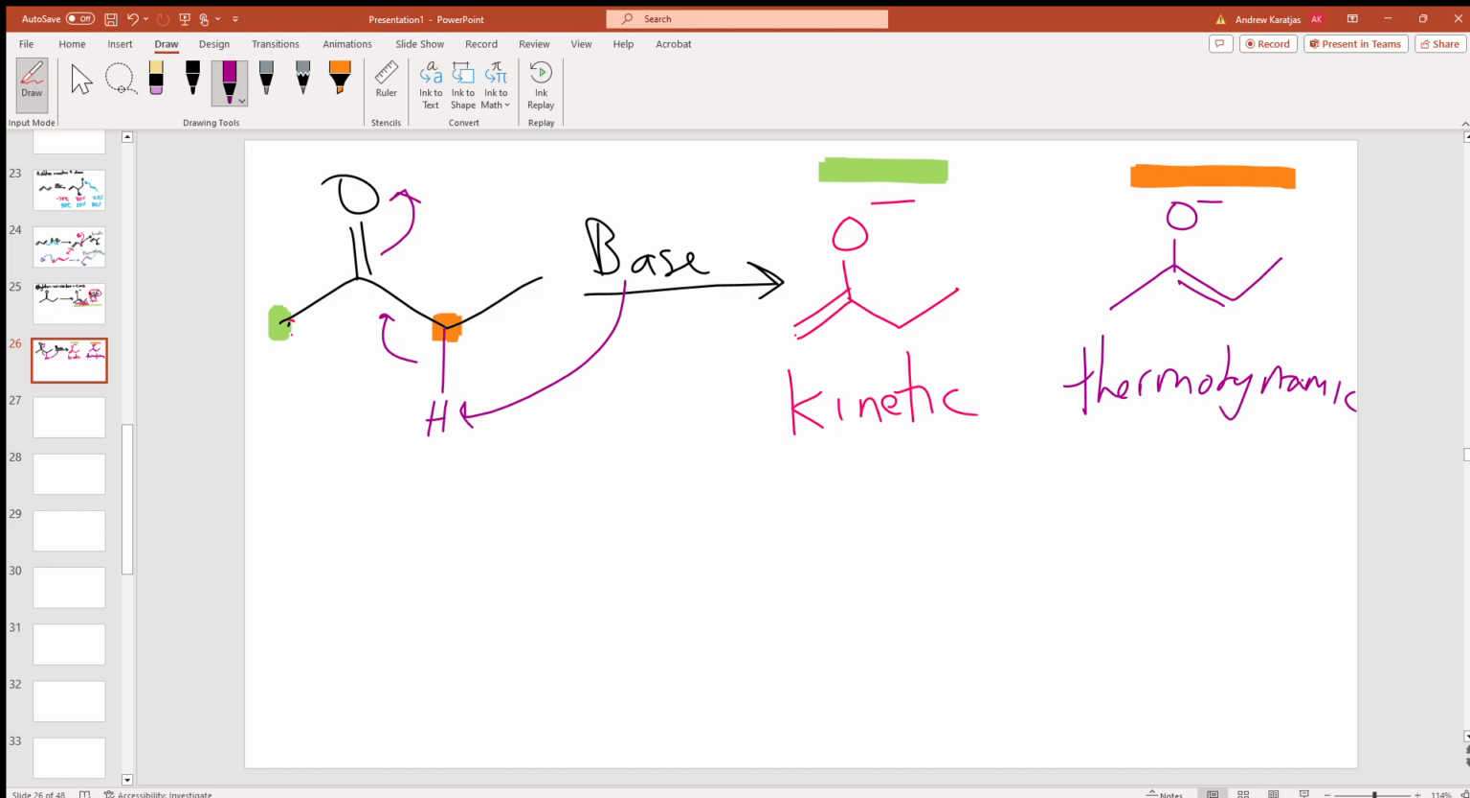And how do we control that? Again, typically it's through the choice of base that you use. To form the kinetic enolate, you usually use a very strong base with an aprotic solvent. That makes your deprotonation irreversible, and so the one that happens faster, the kinetic enolate, will stay.